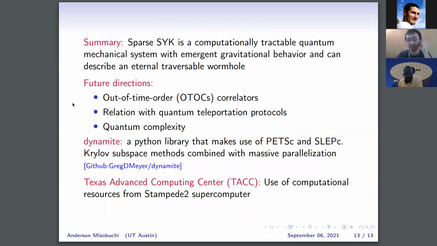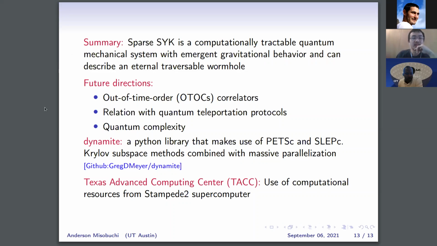And in summary, we have seen that the sparse SYK is useful because it allows us to explore this regime of intermediate values of N that for the original model was not possible to explore. And we could make this connection between the sparse SYK model and the eternal traversable wormhole of Maldacena and Qi, at least for some range of our parameters.